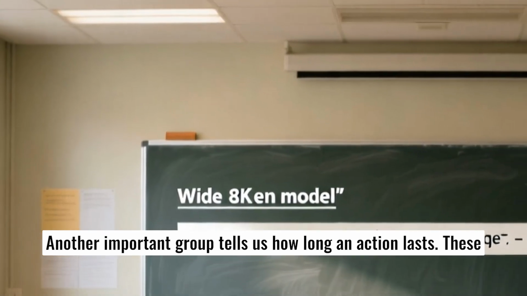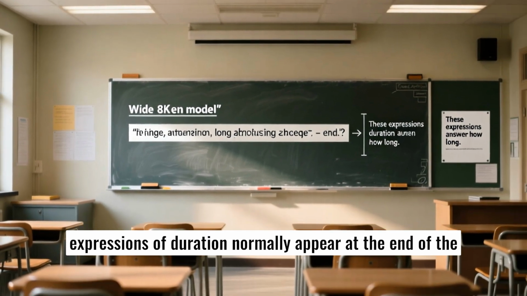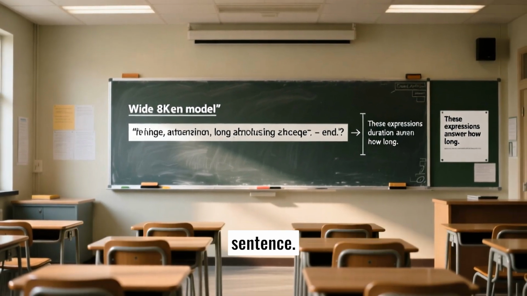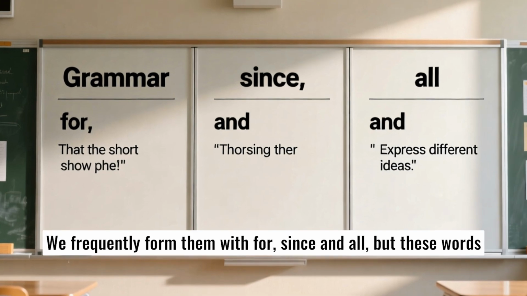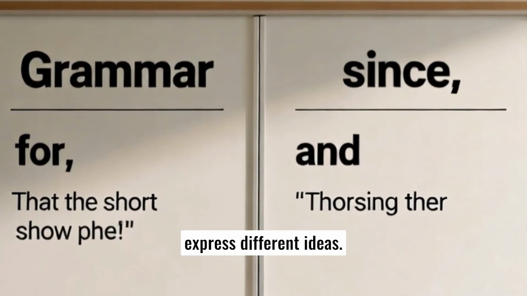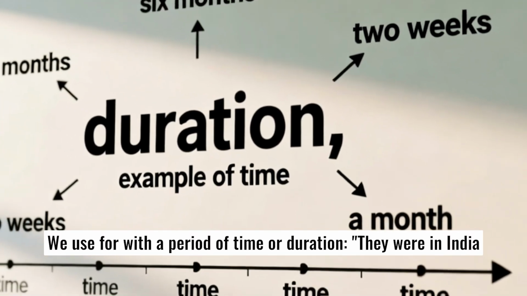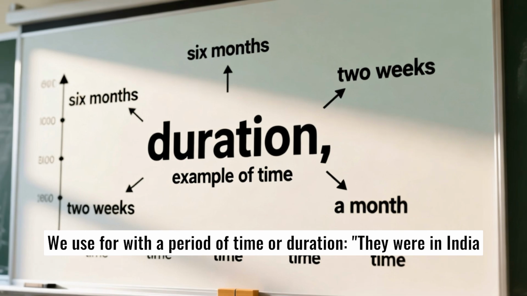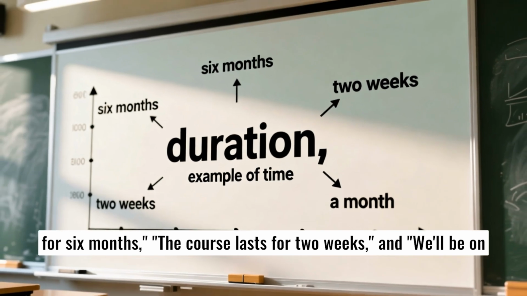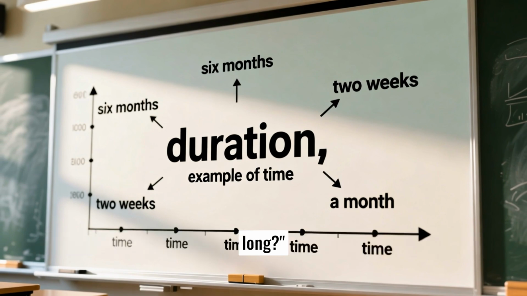Another important group tells us how long an action lasts. These expressions of duration normally appear at the end of the sentence. We frequently form them with for, since, and all, but these words express different ideas. We use for with a period of time or duration. They were in India for 6 months. The course lasts for 2 weeks and will be on holiday for a month. The expression answers the question, how long?